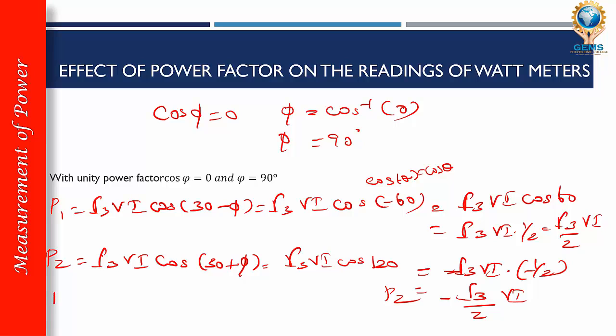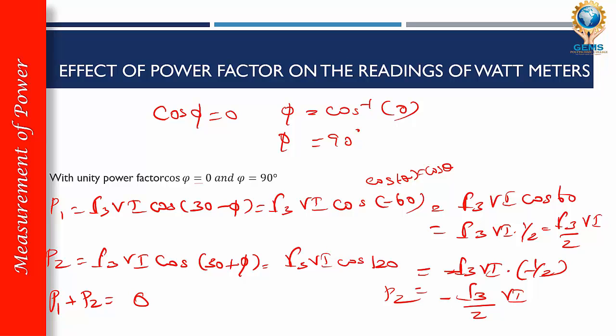So what is P1 plus P2? We can see P1 and P2 are the same except for the sign. So when this is negative, when I add P1 and P2, it is equal to 0. So what is the inference I get from this equation? At 0 power factor, the readings of wattmeters are equal, but they have opposite sign.